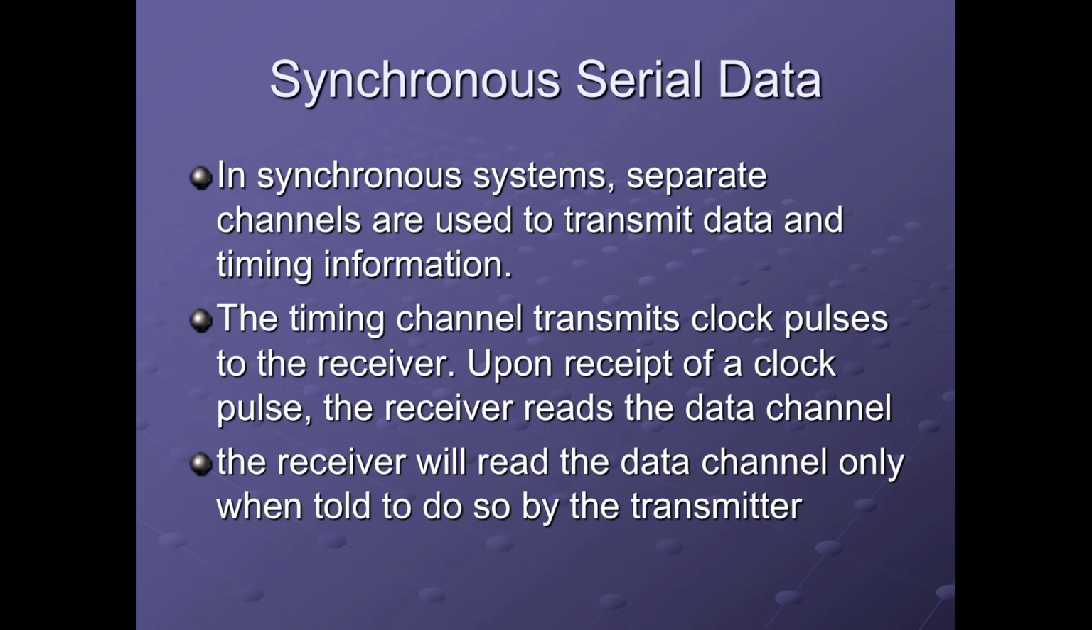In synchronous systems, separate channels are used to transmit data and timing information. So there's a separate timing channel from the actual data. The data is just streaming continuously as data, but in order for that data to be interpreted at the other end, it needs to include that synchronization signal or those clock pulses or that timing channel to know when exactly to read that stream of data for a 1 or a 0. And this is what's called a synchronous data channel. And so the receiver will read the data only when told to do so, or when you say only when it receives a clock pulse or the edge of a clock pulse to say, okay, now's the sampling time for that data.